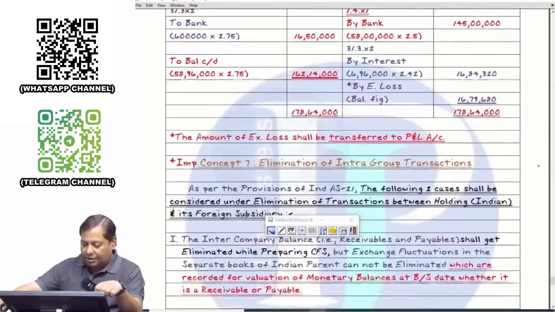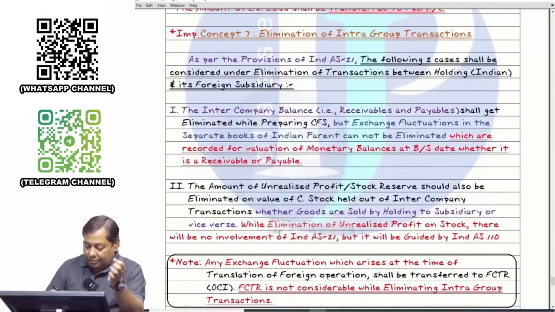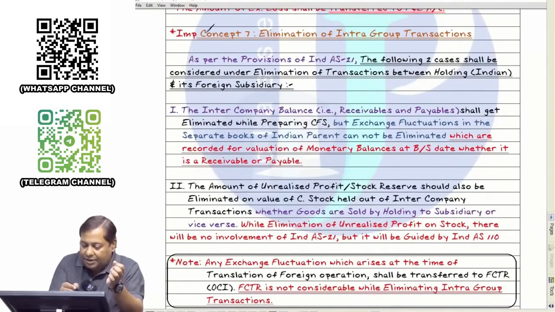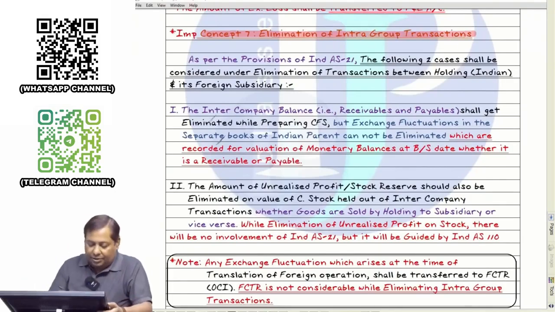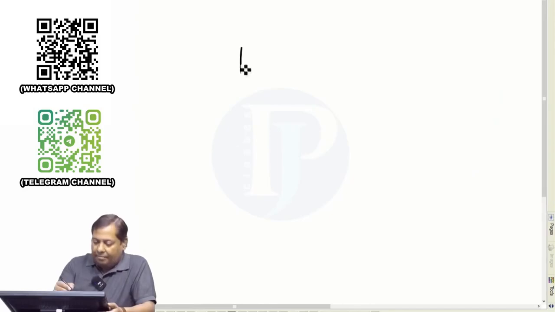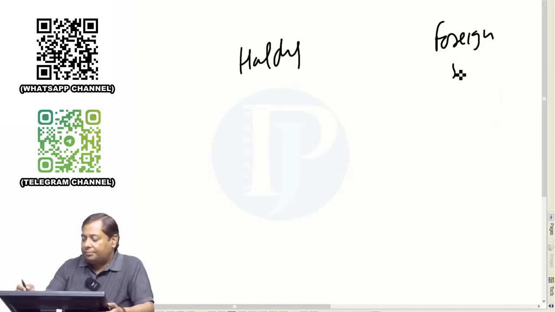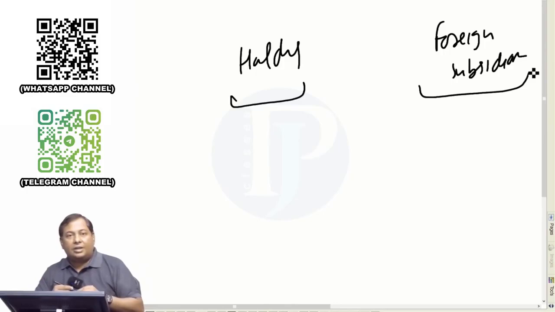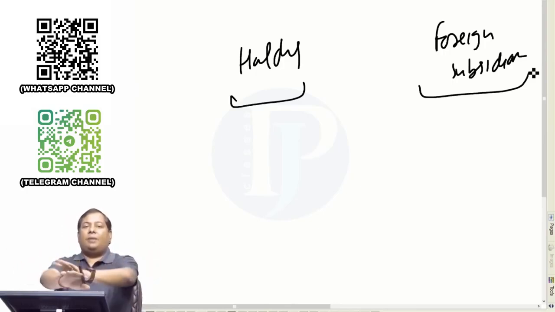Okay, right? So we will move on to concept number 7 now. What is concept number 7 about? Elimination of intra-group transactions. This is very important. It's an important concept. One is holding and the other is a foreign subsidiary. Okay, all understood. I will not discuss CFS with you right now. I won't be discussing translation with you now, nor foreign operations. I am rewinding it to clarify.